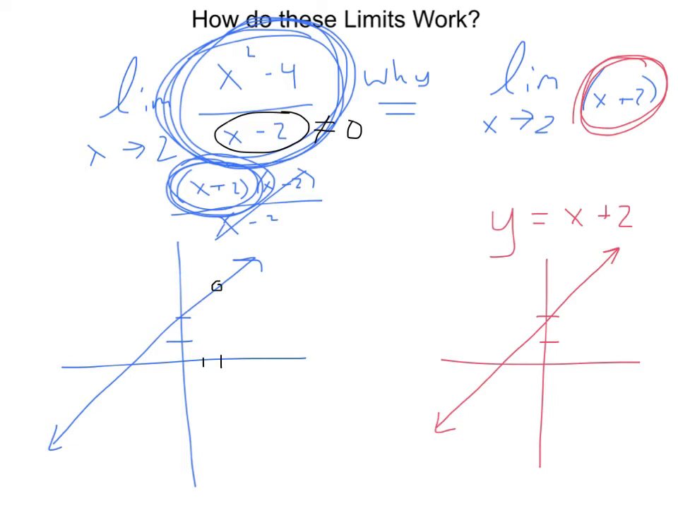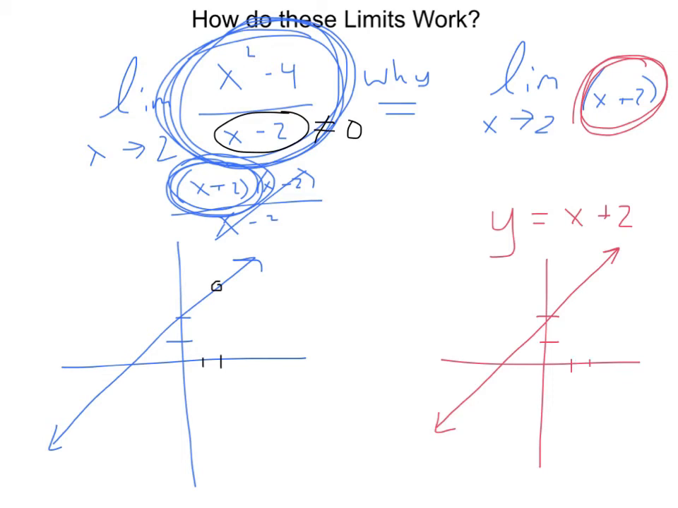So every other point exists. In all regards, this function here, x squared minus 4 over x minus 2, is the same as x plus 2. The difference is that there is one singular hole right here where x equals 2. The question is, does that change the limit? And I want you to think back to what we talked about yesterday with graphical limits.